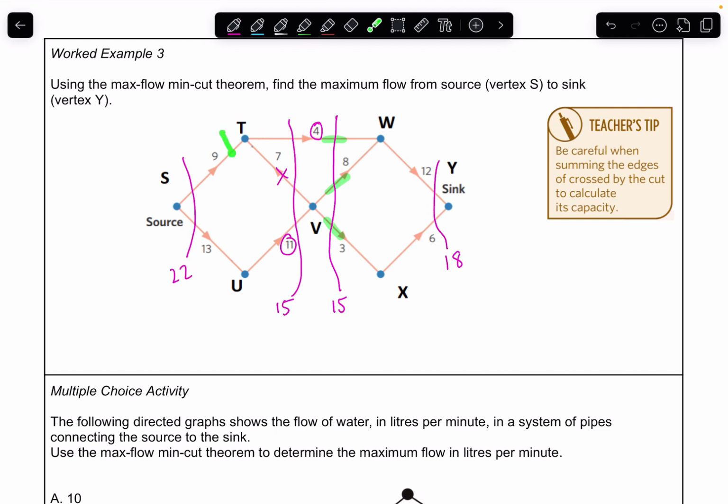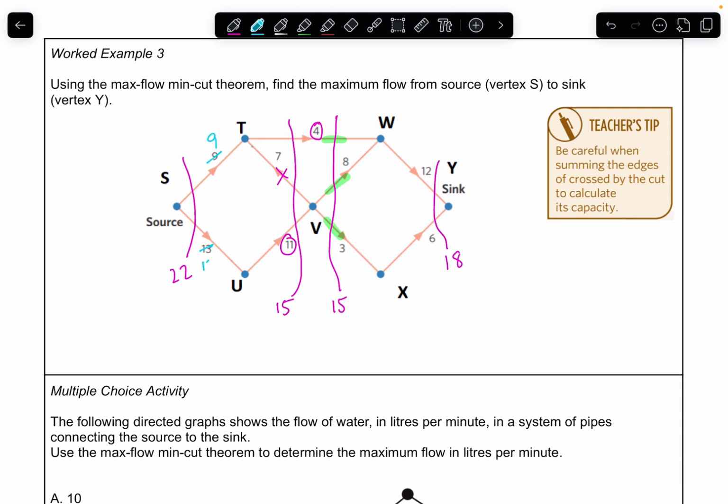If I go through there, that's 20. Again, they're too big, those numbers. If I go this way, 12 and 3, well, that's 15 again as well. So I'm making a lot of 15s there. So what I might need to do is I might need to do my flow now and just see if 15 is what I get. So let's go and do the flow.